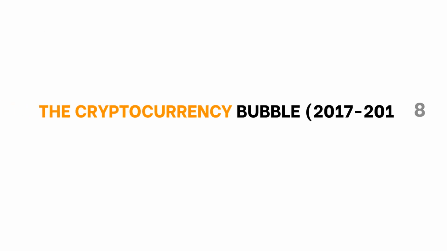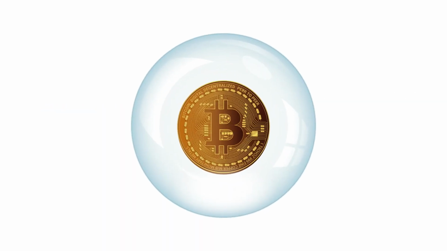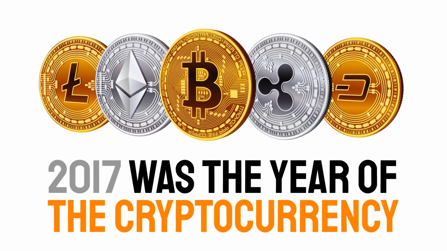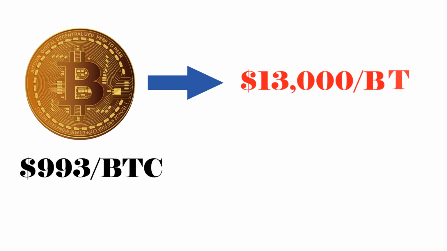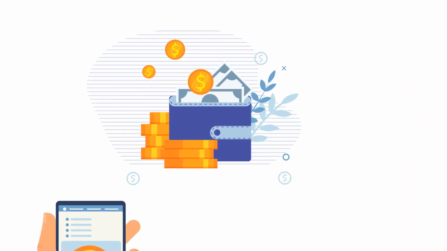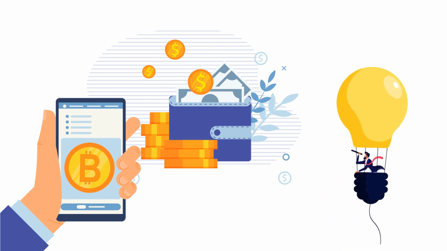The cryptocurrency bubble, 2017 to 2018. Then comes the cryptocurrency or Bitcoin bubble. 2017 was the year of the cryptocurrency. Bitcoin began the year at $993 per Bitcoin and ended at over $13,000 per Bitcoin, a 1,200% gain. The ability to carry out anonymous transactions caught the attention of investors, leading to the bubble.